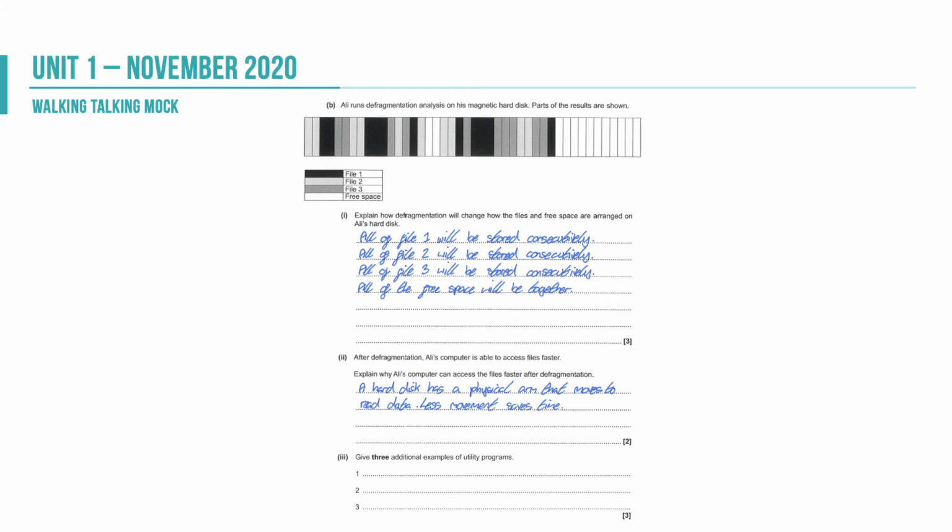Finally, we need to say a couple of utility programs. There are a number you can pick from. I have gone for encryption software, compression software, and a firewall. You can also have antivirus and anti-spyware in there as well, and backup software as well. Those are pretty much the only ones you can have. If you say antivirus, you can't also say anti-spyware. So they've said in the mark scheme, you can only get that anti-malware type software the one time.